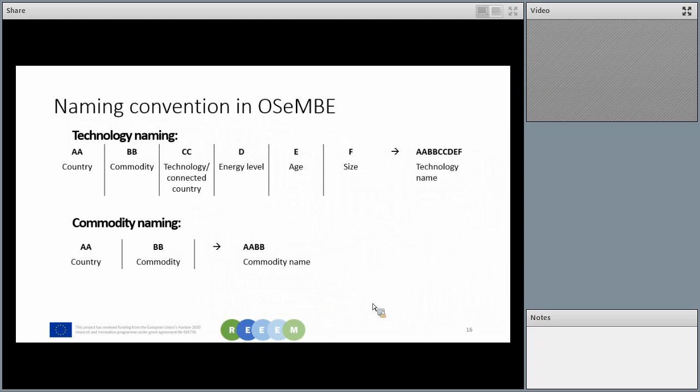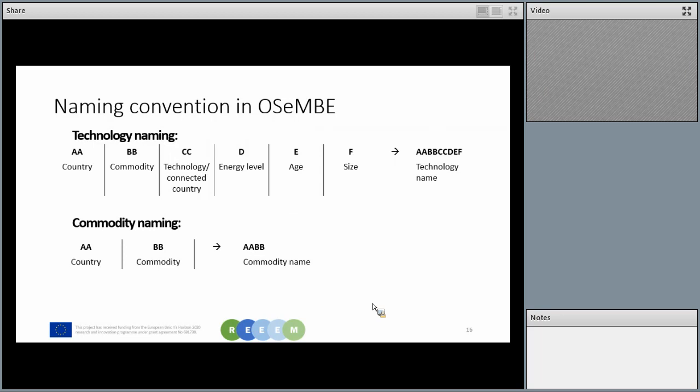So, for example, we have country Austria, and then the commodity coal, which is then used by a steam turbine. And then we have the energy level. This will get a bit clearer on the next slide. So we can talk about primary and secondary energy level. And we have the age, since for some technologies we have, let's say, old versions and new versions.